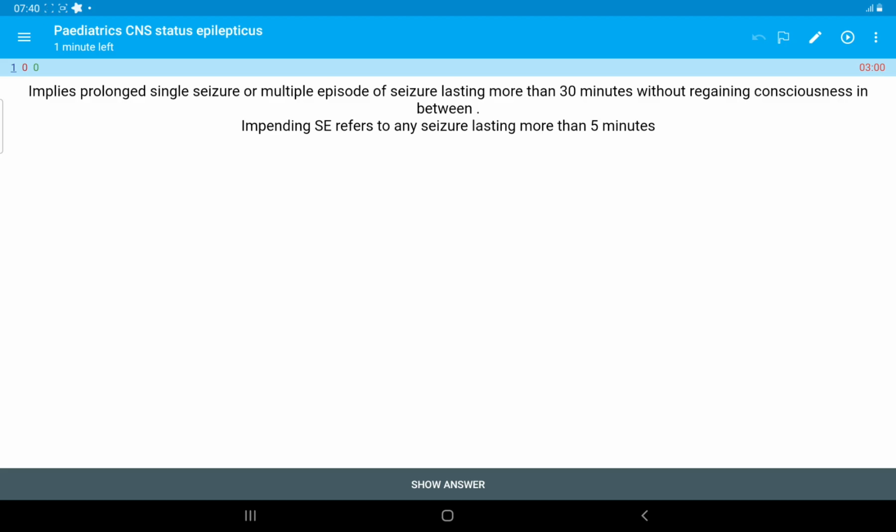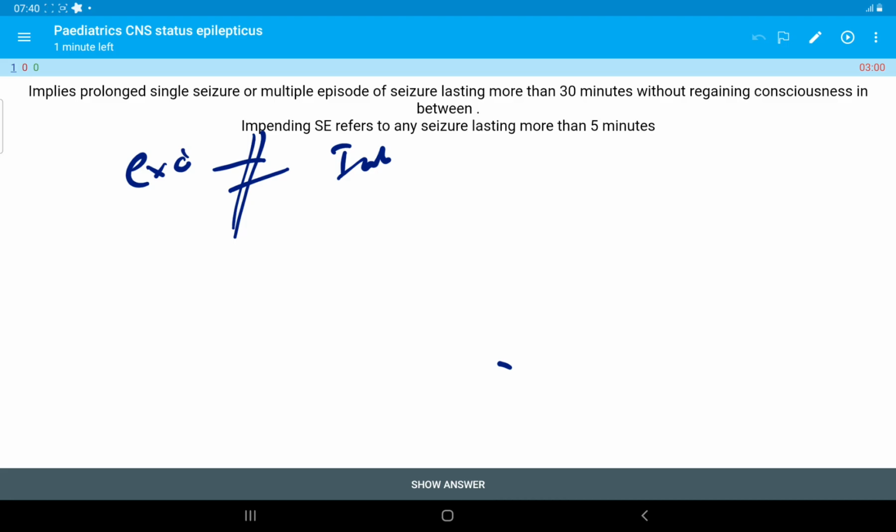Now let us manage this case. What is the pathophysiology of status epilepticus? There are excitatory neurotransmitters and inhibitory neurotransmitters, and these must be balanced. If there is an imbalance between these two, then there is seizure. Prolongation of seizure is based on the etiology. These are the things we have to know about.